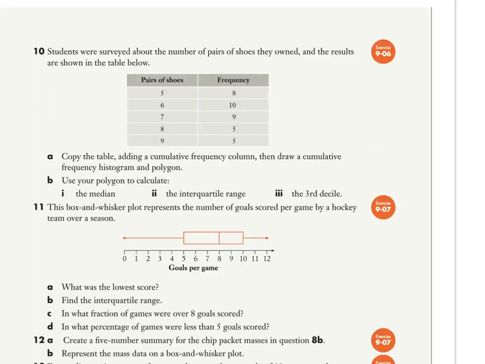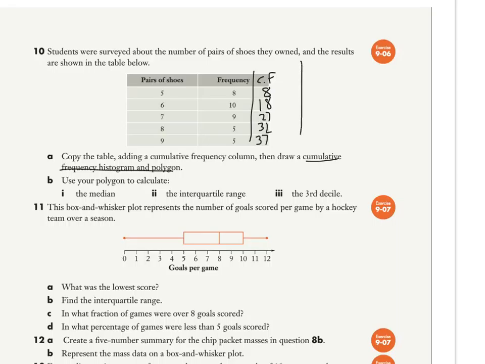Students were surveyed about the number of pairs of shoes they owned. Copy the table, add in a CF column, cumulative frequency. Okay, so add up the frequency. We have 8 initially. You add another 10, we get 18. Add another 9, we have 27. Add another 5, we have 32. And add another 5, we have 37. Okay. Now, draw that as a cumulative frequency histogram and polygon.